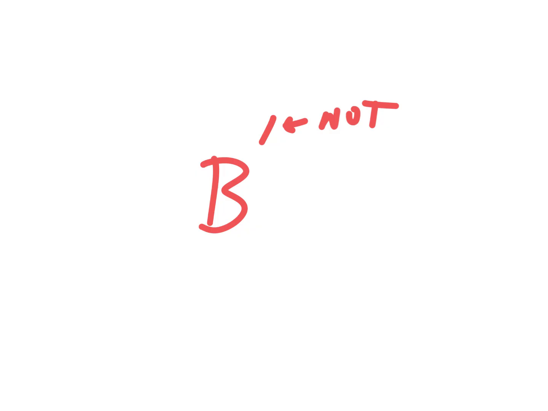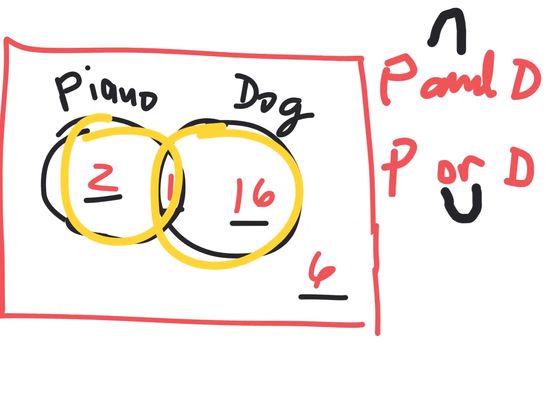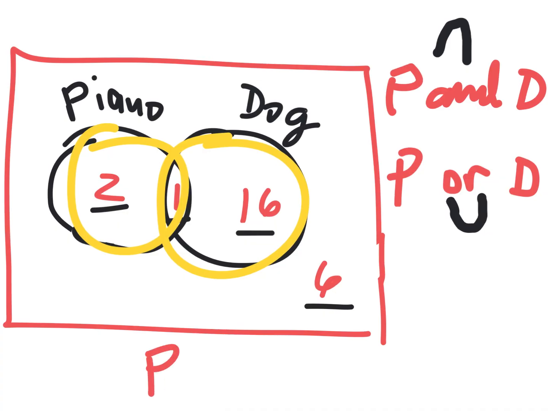All right, now given that terminology, what's P not? The people that don't have a piano. And that would be 16? No. What else? 6. So the 16 and the 6 makes 22. Do you get how P not is 22?